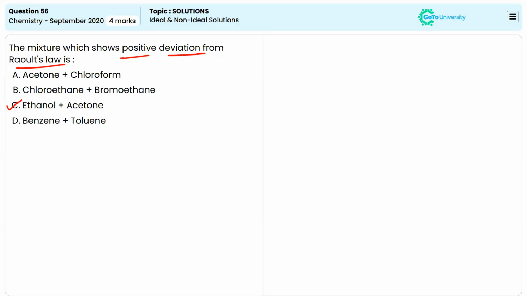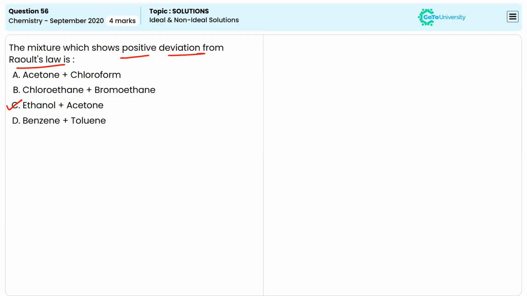Because positive deviation means the vapor pressure of the solution will be greater than that predicted by Raoult's law. So vapor pressure increases means they should become easily volatile. So how are they becoming easily volatile? The interaction between the individual molecules will be comparatively weak. That's why they are easily escaping. So here in this ethanol acetone solution, the interaction between the ethanol and acetone will be weak. That's why they are showing the positive deviation.